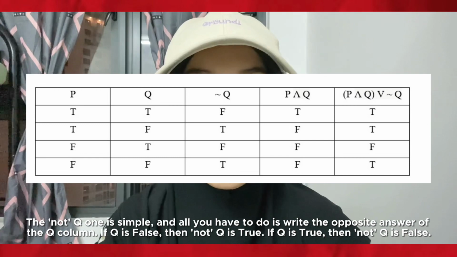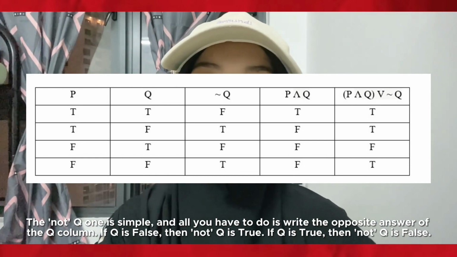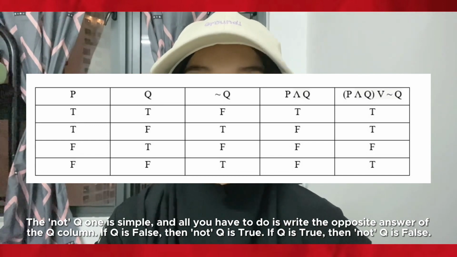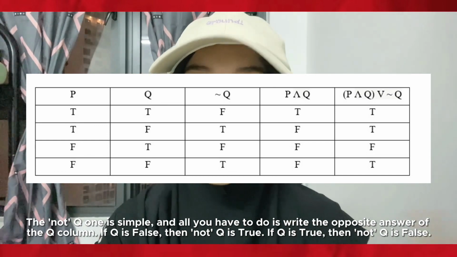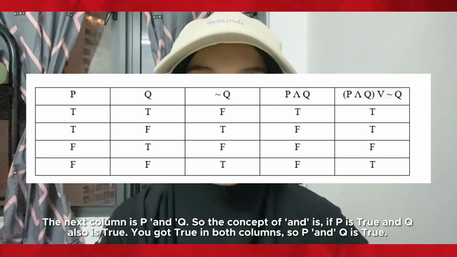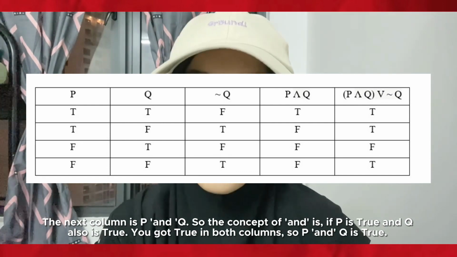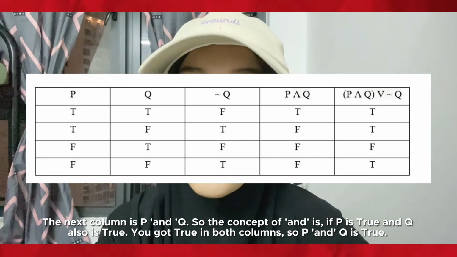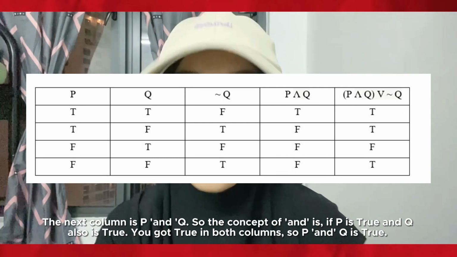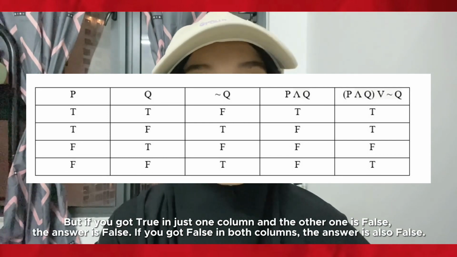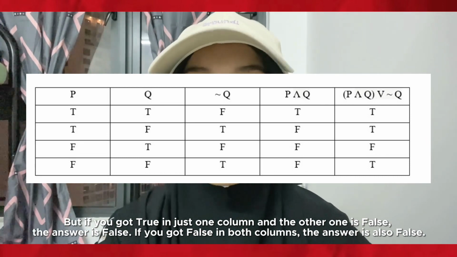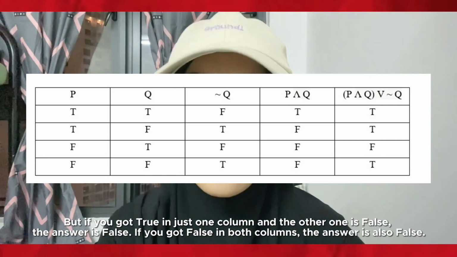The not Q one is simple, and all you have to do is write the opposite answer of the Q column. If Q is false, then not Q is true. If Q is true, then not Q is false. The next column is P and Q. So the concept of AND is if P is true and Q also is true, you get true in both columns, so P and Q is true. But if you get true in just one column and the other one is false, the answer is false. If you get false in both columns, the answer is also false.